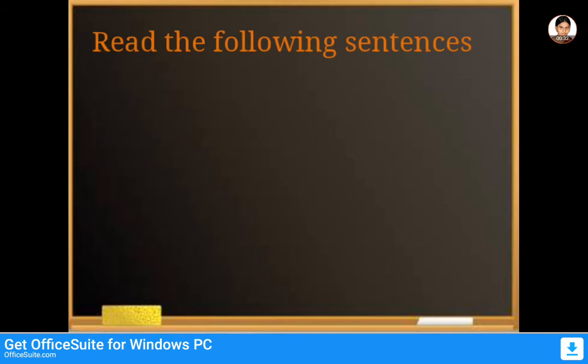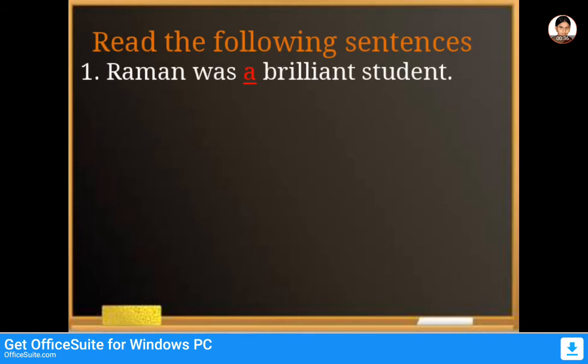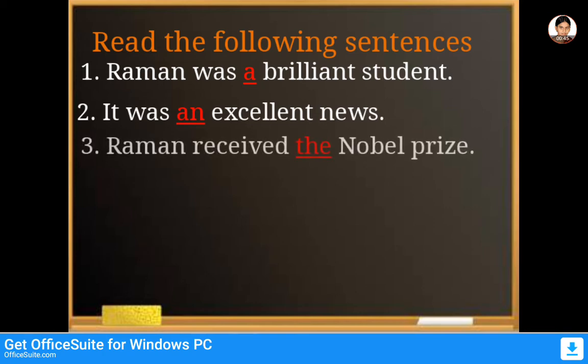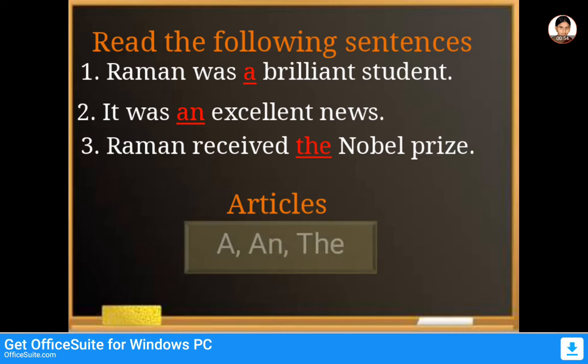Read the following sentences. Raman was a brilliant student. It was an excellent news. Raman received the Nobel Prize. Children, did you notice the underlined words a and the are called articles?